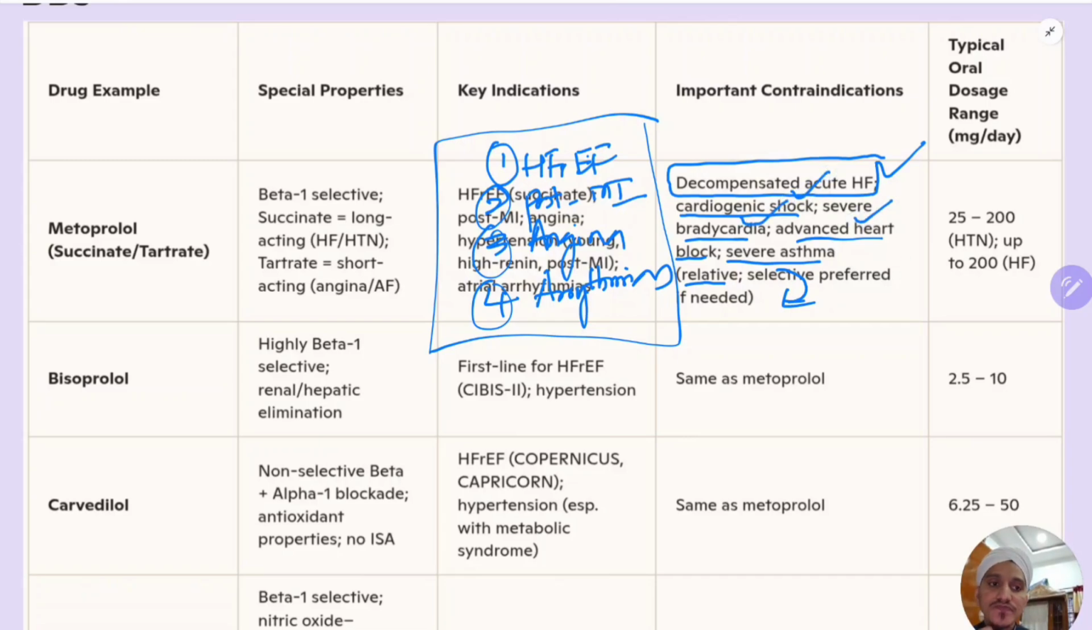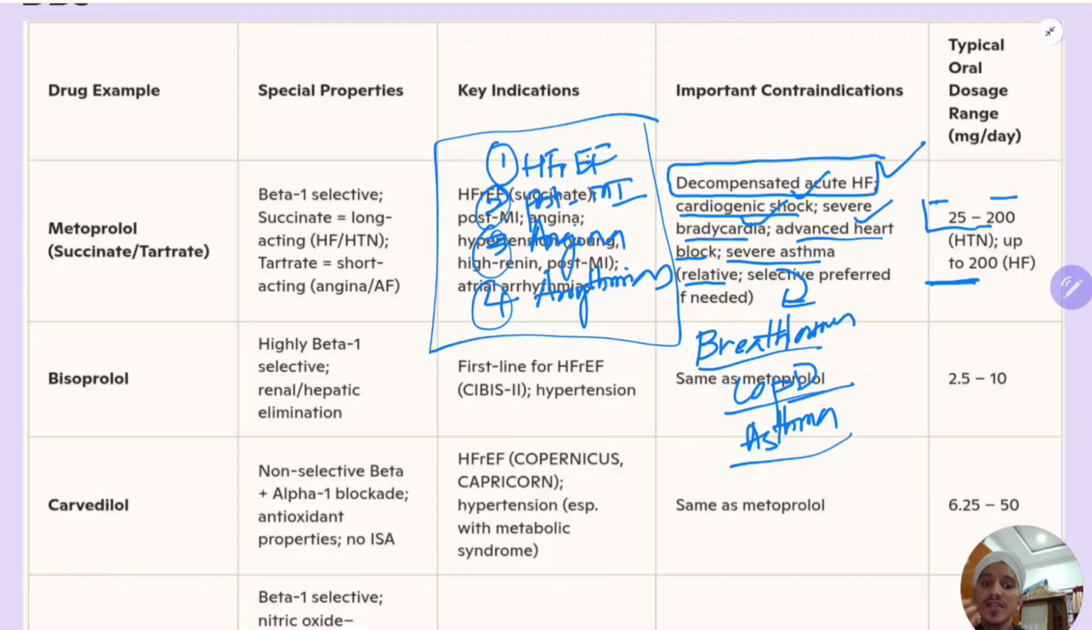So what is the dose? The dose is 25 to 200 mg in hypertension, and up to 200 mg in heart failure patients. What can be the side effects of metoprolol? They will cause breathlessness in excessive dose. Remember this point. They can cause breathlessness, especially in patients with COPD and asthma. Even though they have the cardioselective property, they can cause breathlessness in COPD. This is one important side effect which we should remember.